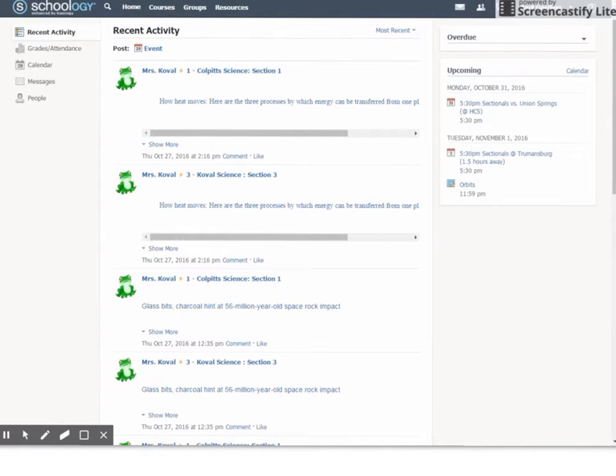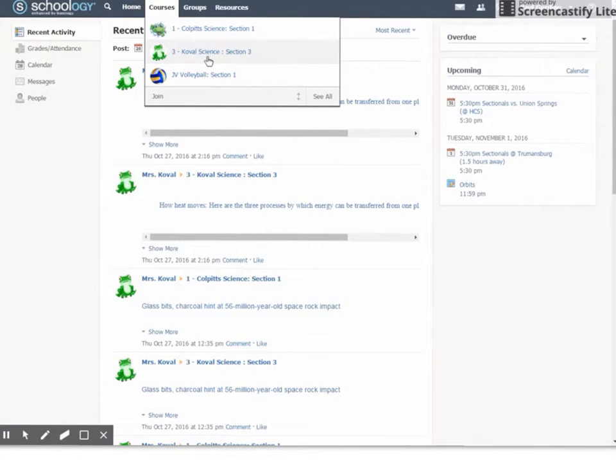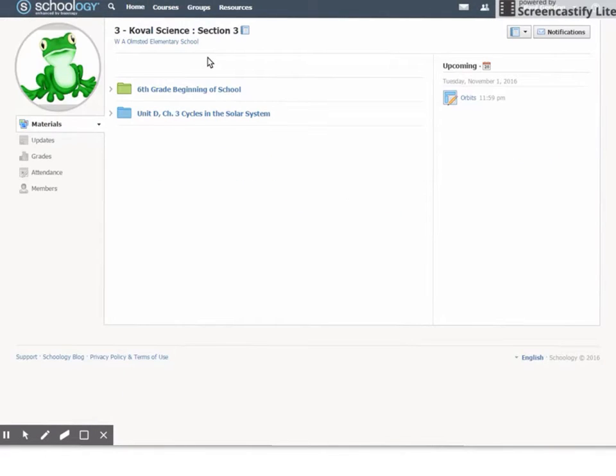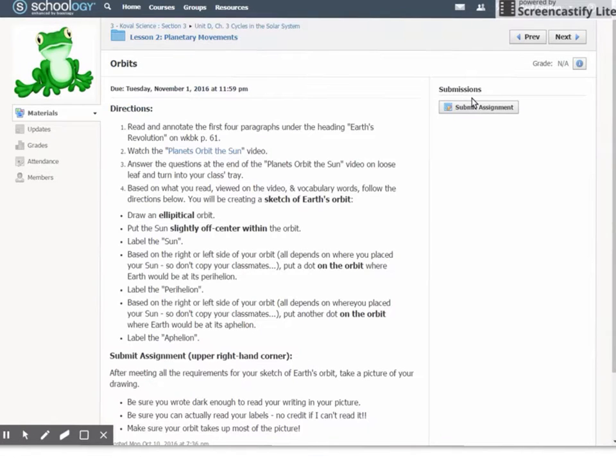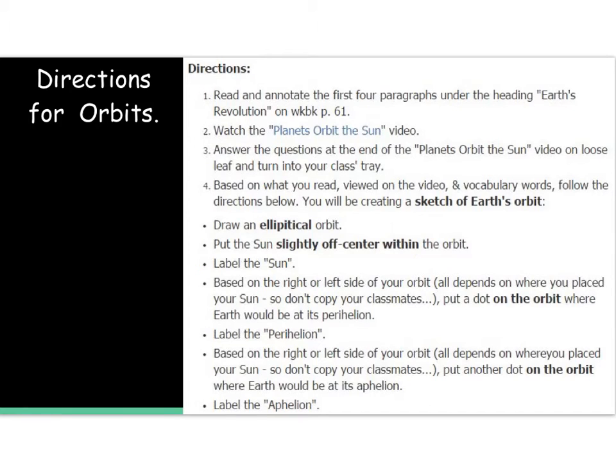All right, in Schoology, do not forget to go to courses. Go to your science course. On the right-hand side, under upcoming, you need to click on orbits. That's what we're working on today. So this is what you're going to be doing for the whole class period.